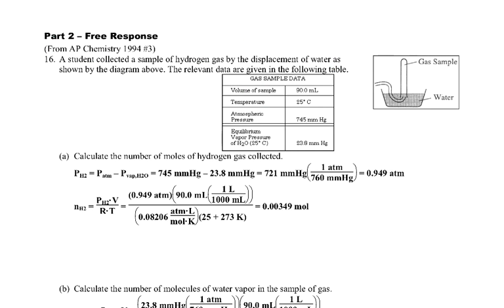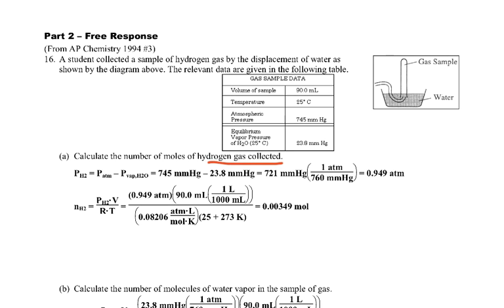Okay, now we're on to free response. A student collected a sample of hydrogen gas by the displacement of water as shown in the diagram above. The relevant data are given. So this is like when we did the Schlieren lab, so the magnesium and hydrochloric acid. Now what happens here? Calculate the number of moles of hydrogen gas that's collected.